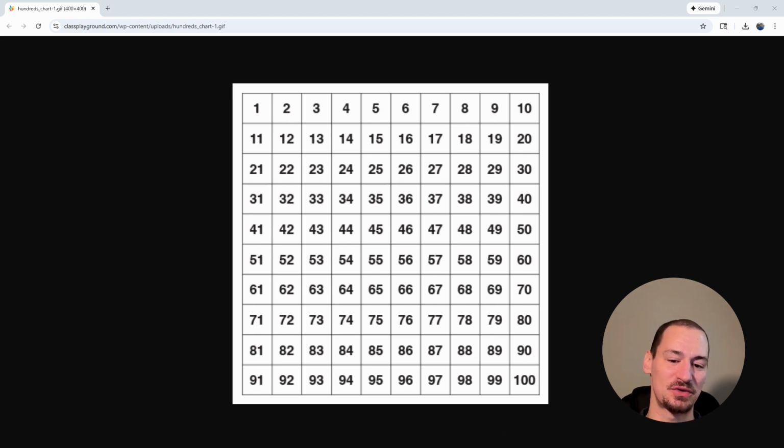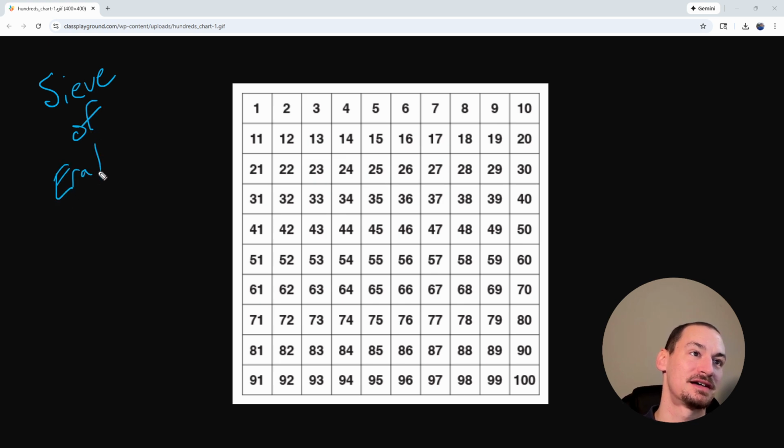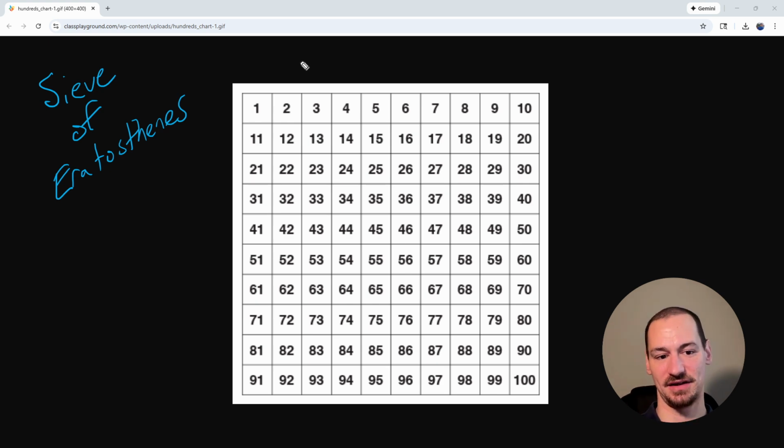So what I'm going to do is this thing called the Sieve of Eratosthenes. I think that's how you say it, and I think that's how you spell it. What we do here is we eliminate certain numbers based on certain features, and then we're left with other things. A sieve is a filter, so we're filtering out certain numbers. First thing we're going to do is cross off 1.